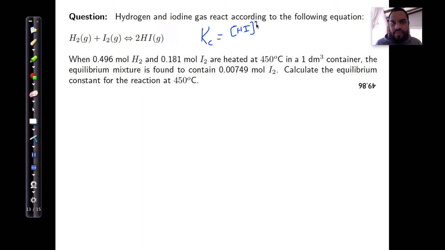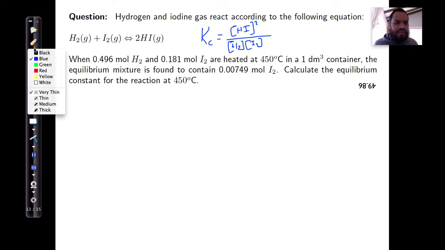Okay, divided by H2 multiplied by I2. Both of these are raised to the power of 1. Now I'm going to teach you how to set up a table. Some people call it a rice table. You could call it rice, you could call it ice. I'm going to show you how we do this exactly, right?